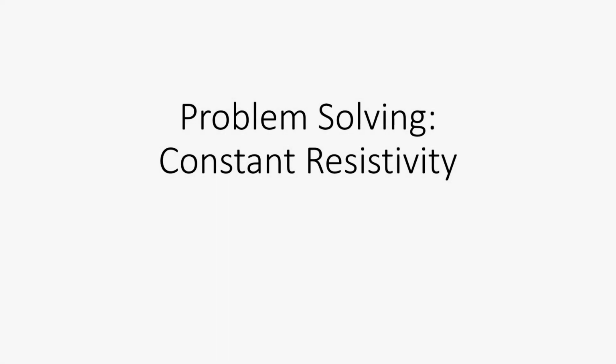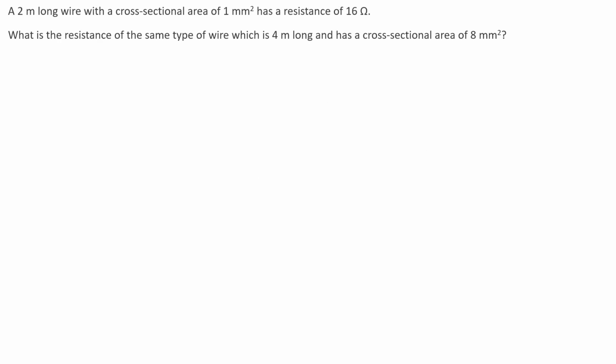Objective: problem solving involving resistivity. You are given a wire that is 2 meters long with a cross-sectional area of 1 square millimeter and a resistance of 16 ohms. Calculate the resistance of a wire made from the same material but now 4 meters long and with a cross-sectional area of 8 square millimeters.